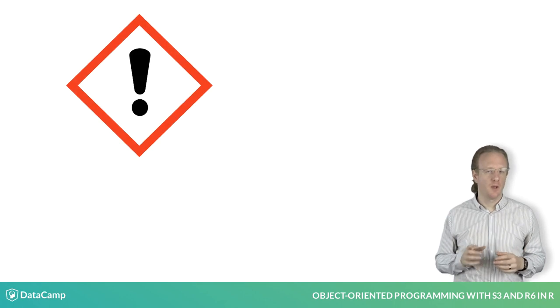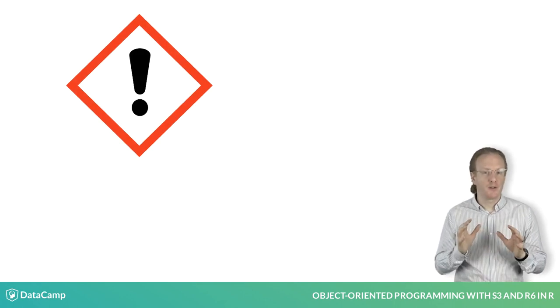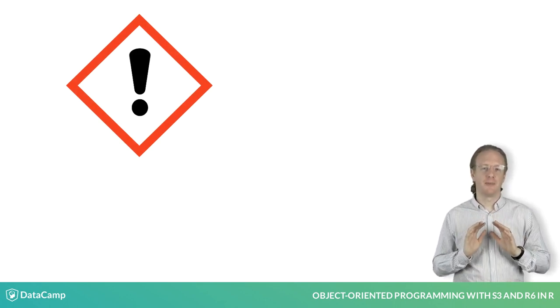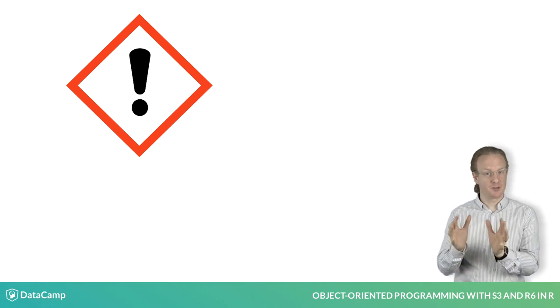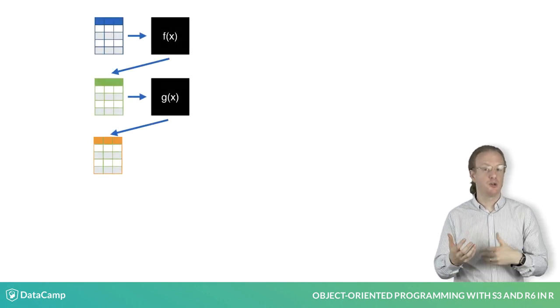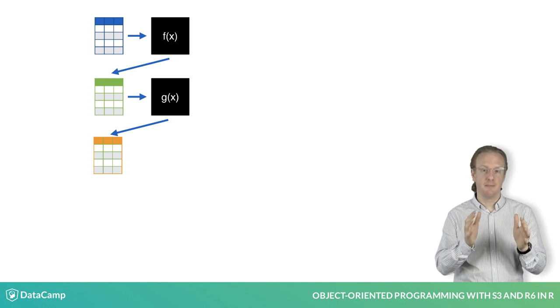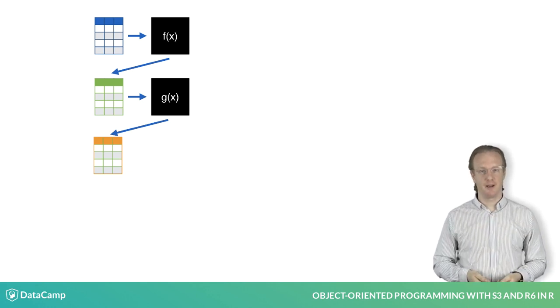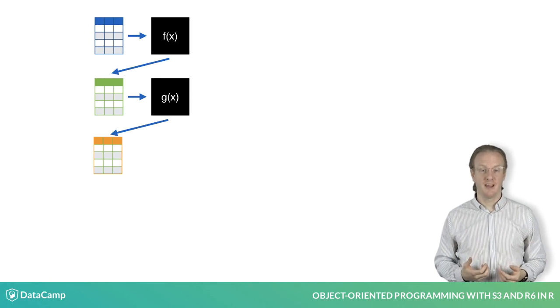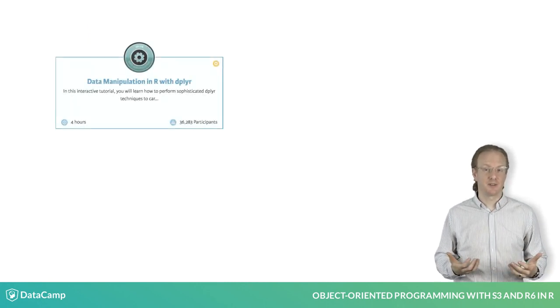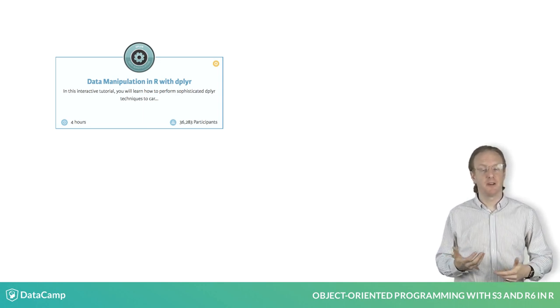Before we begin, a word of warning. A lot of the time, object-oriented programming isn't necessary or even desirable for data analysis. Most of the time, you want your data to be stored in a data frame, and you should use functions that take a data frame, manipulate it, and return another data frame. That is the functional programming approach. This is the philosophy of the tidyverse packages, most notably dplyr. After you've finished this course, take one of our dplyr courses to see the alternate approach.